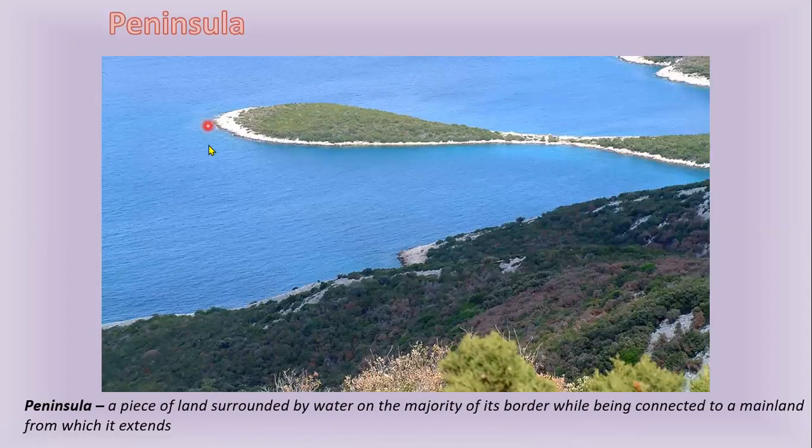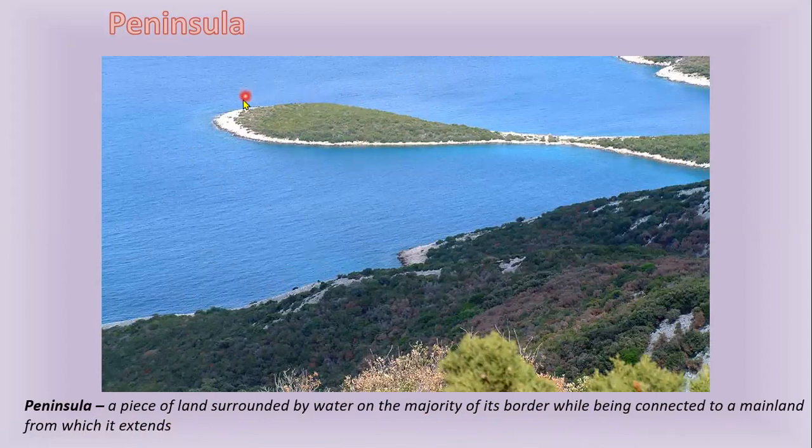Do you remember what an island was? An island was land surrounded by water, yes, surrounded with water all around. But a peninsula is a piece of land surrounded by water on the majority of its body, while being connected to a mainland from which it extends.